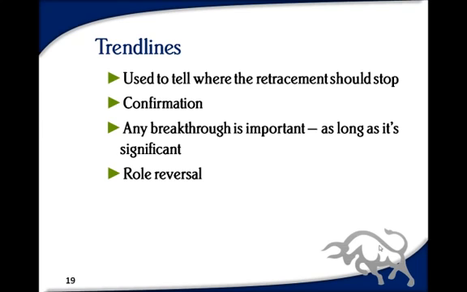Now, in the last part we talked about the role reversal of the support and resistance lines. And in this example, the role reversal of the trend line means that if, for example, it's an uptrend and the price comes down through the trend line, when it comes back up again, it may just stop at that trend line and treat it as a resistance.